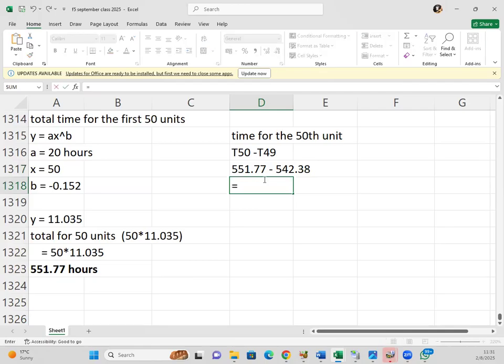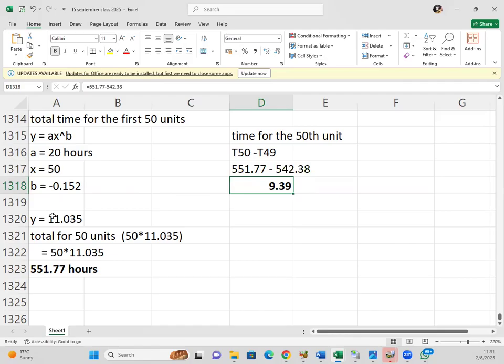You then say 551.77 minus 542.38. So it means producing the 50th unit is taking 9.39. So what is the difference with this 11.035?